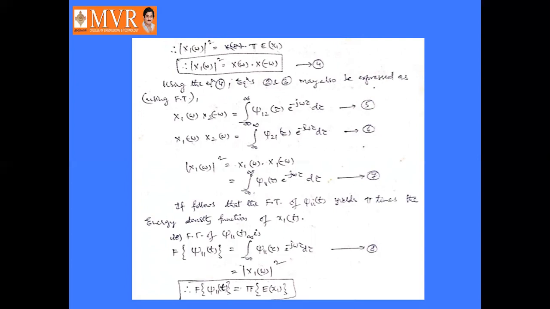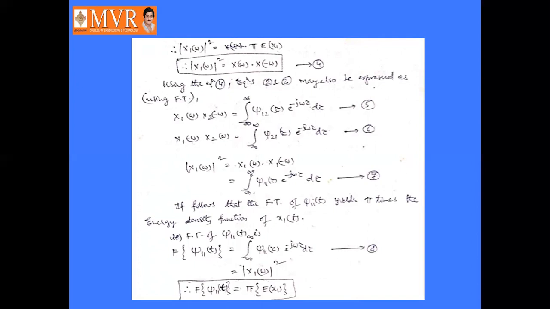Using equation number 4, equations 2 and 3 may also be expressed using Fourier transform. X1 of omega into X2 of minus omega is equal to the integral from minus infinity to infinity of j12 of tau into e power minus j omega tau d tau. Similarly, X1 of minus omega into X2 of omega is equal to the integral from minus infinity to infinity of j21 of tau into e power minus j omega tau d tau. So mod X1 of omega square is equal to X1 of omega into X1 of minus omega, that is the integral from minus infinity to infinity of j11 of tau into e power minus j omega tau d tau. That is equation number 7.